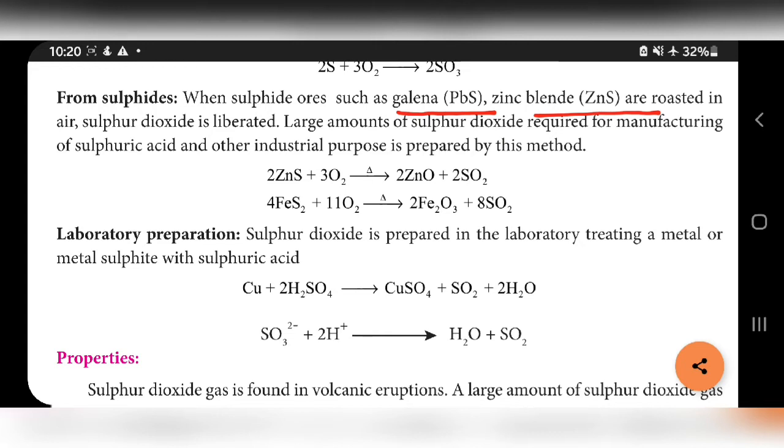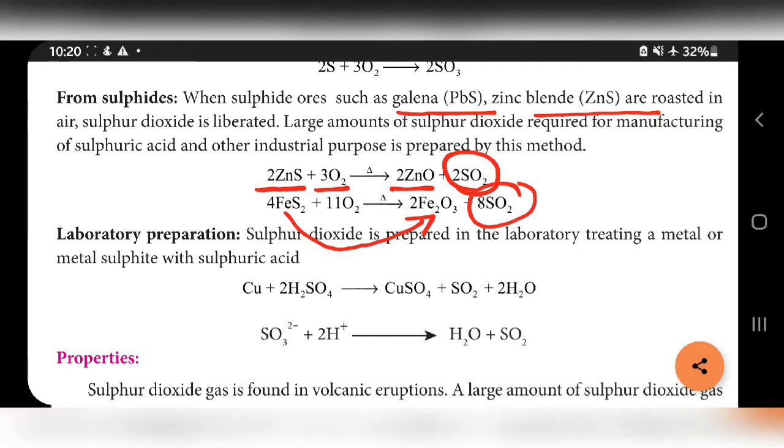So when the sulfide ore is heated, sulfur dioxide is liberated. See here, zinc sulfide reacts with oxygen. It will convert into zinc oxide, and sulfur dioxide is obtained. Like that, FeS2 reacts with oxygen on heating. It will also convert to oxide, and sulfur dioxide is obtained. When sulfide ore is roasted, sulfur dioxide is liberated.